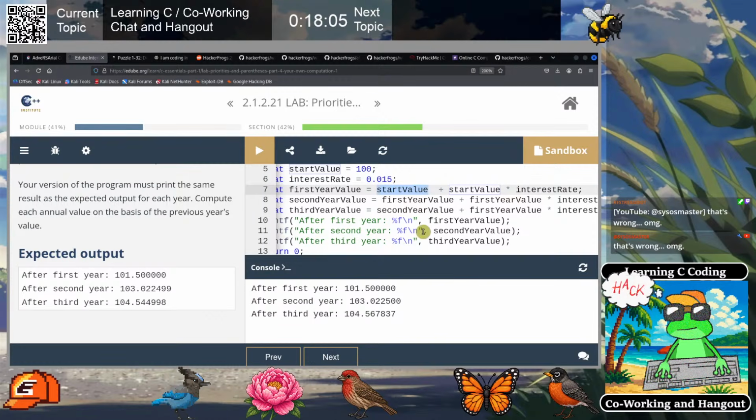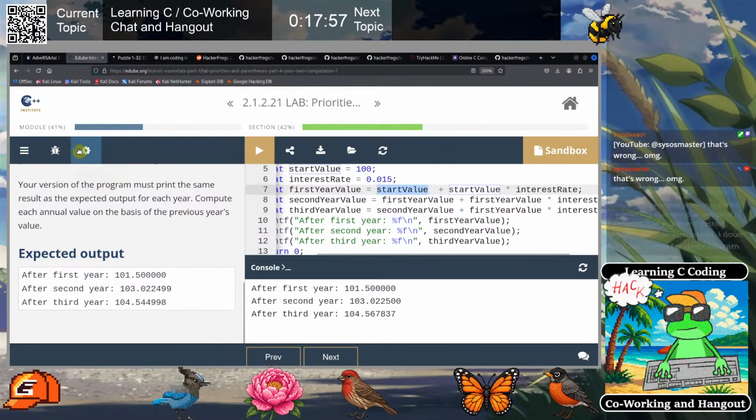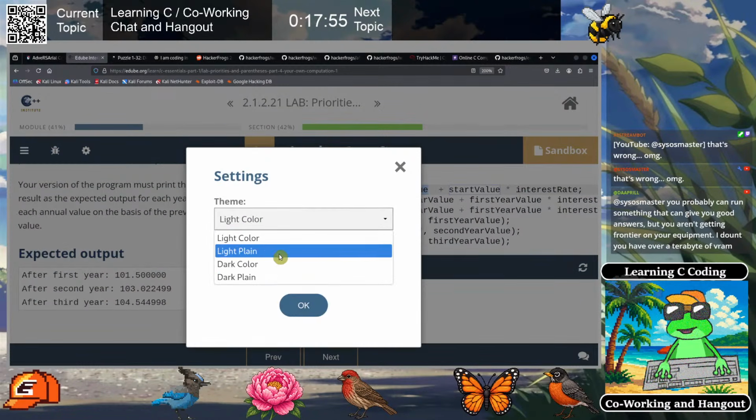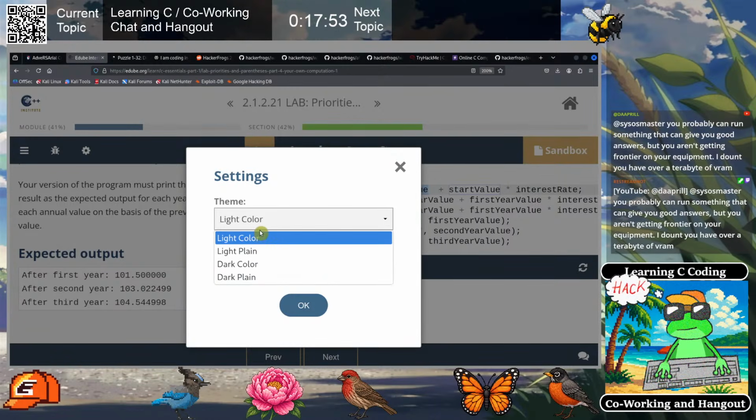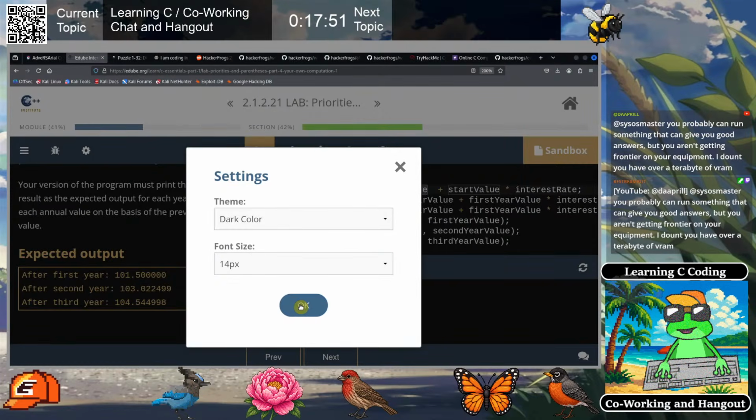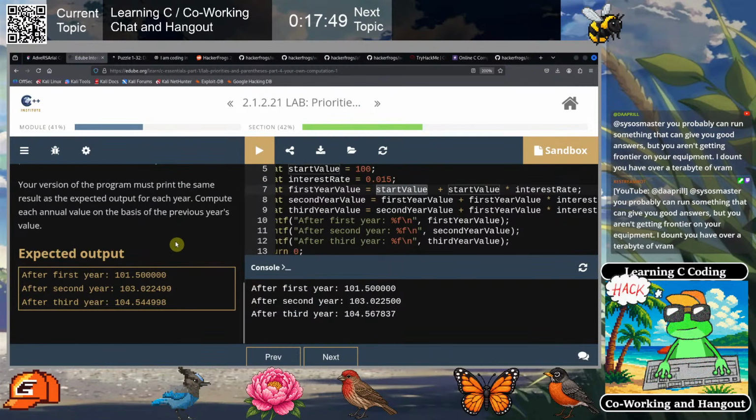Okay, dark. Do you want it in dark mode? Okay, sure, we can set it to dark mode. Let's see. Dark color. Okay, if it makes you happy.